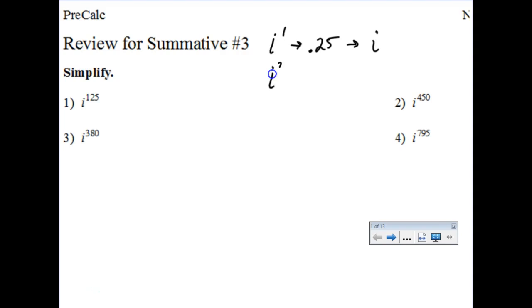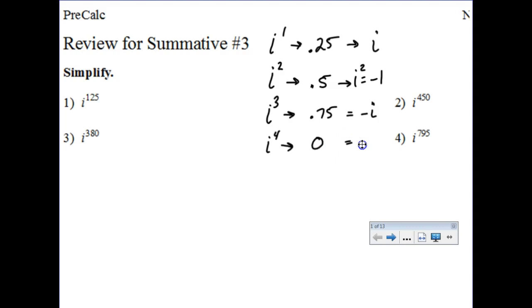If you end up with a remainder of 2, so like 2 divided by 4 would be 0.5, that would be I to the second power, which is negative 1. And then if you have a remainder of 3, which would be 3 divided by 4, which is a decimal of 0.75, I to the third power is I times I squared, so that would be a negative I. And then I to the fourth power would be no remainder, because 4 divided by 4 would go in evenly, which means you have I to the fourth, which is I squared times I squared, which is 1.